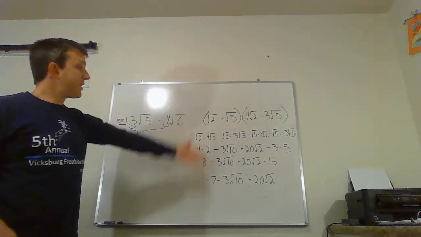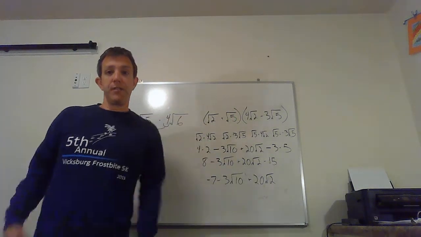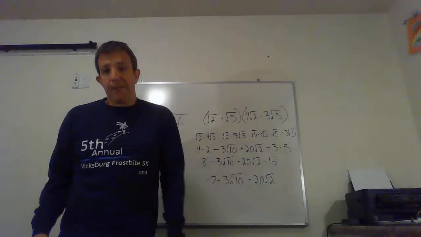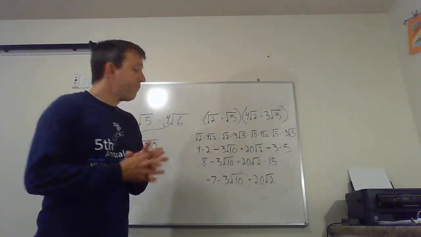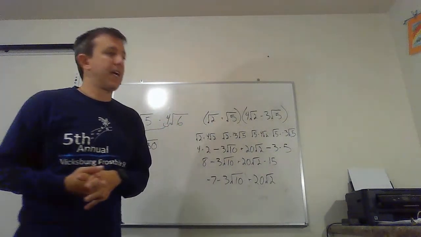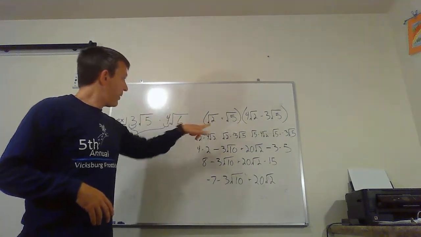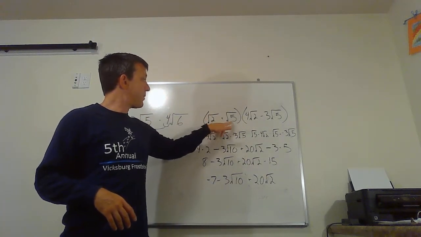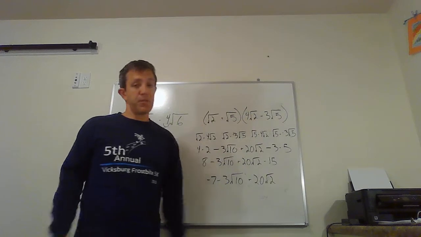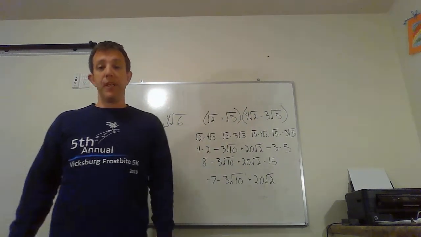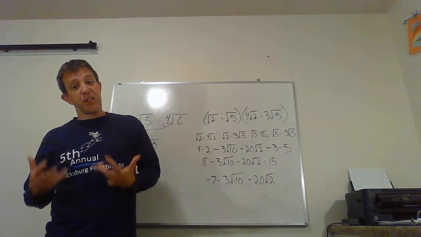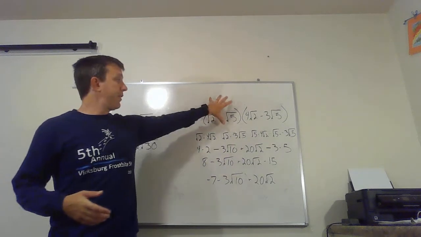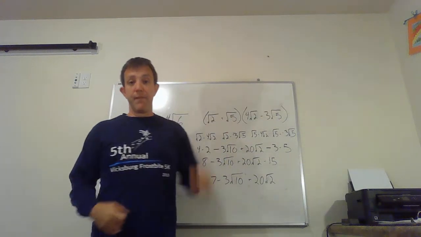All right, so then next I have a bigger, uglier, messier looking problem. And yeah, there's really no getting around that. And it won't be the last bit of nasty we see here. We have parentheses, square root of 2 plus square root of 5 times 4 square roots of 2 minus 3 square roots of 5. So the good news is this is just foiling all over again. You're going to take everything in the first set of parentheses times everything in the second.